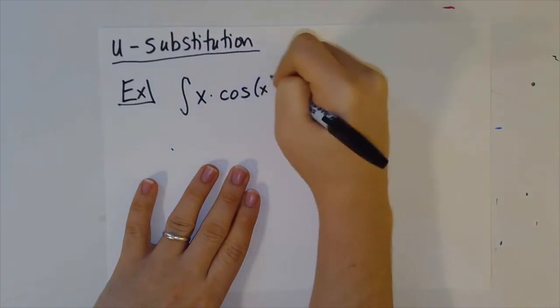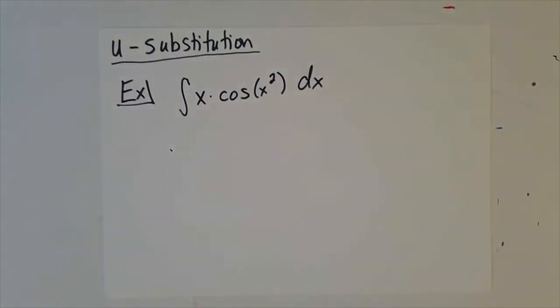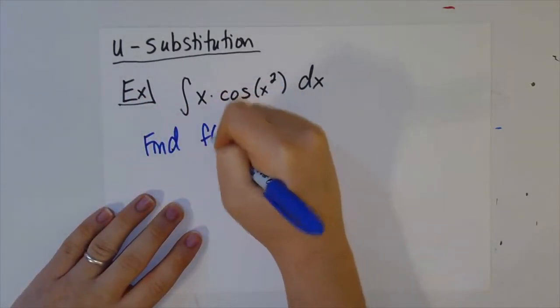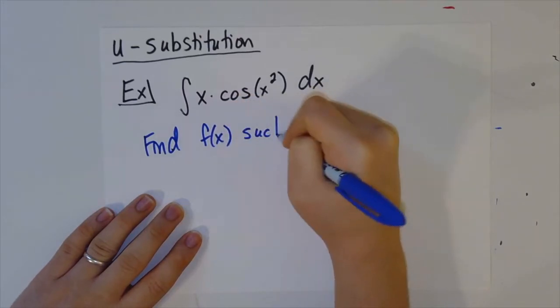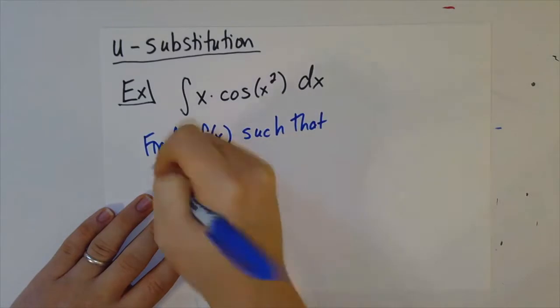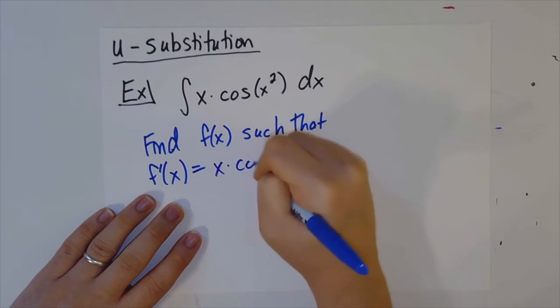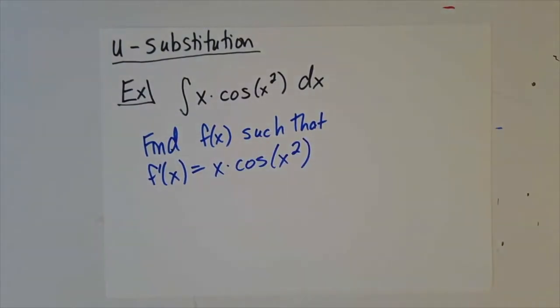So you might be faced with something like this. And remember what this is asking you for. This is asking you, basically, to find some function f of x such that f prime of x equals x times cosine of x squared. That's what our indefinite integrals, or our antiderivatives, are asking for.